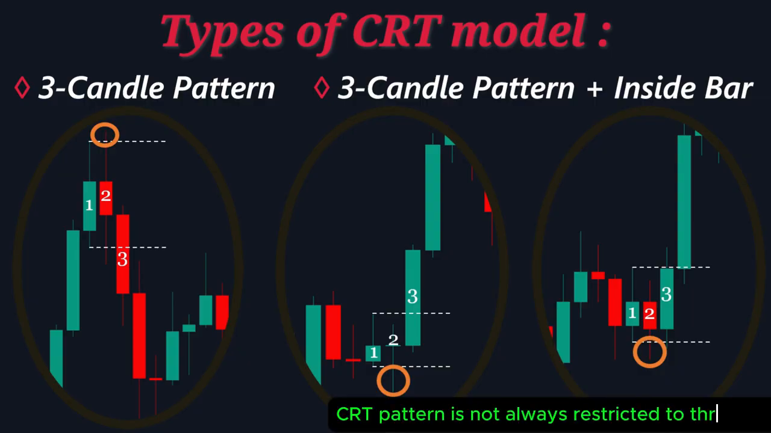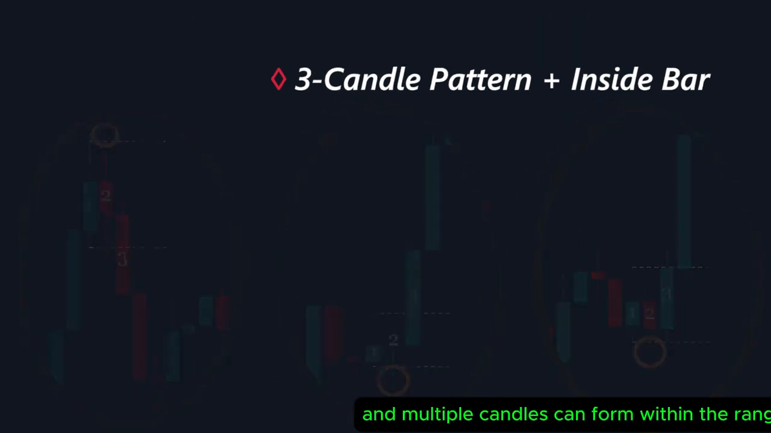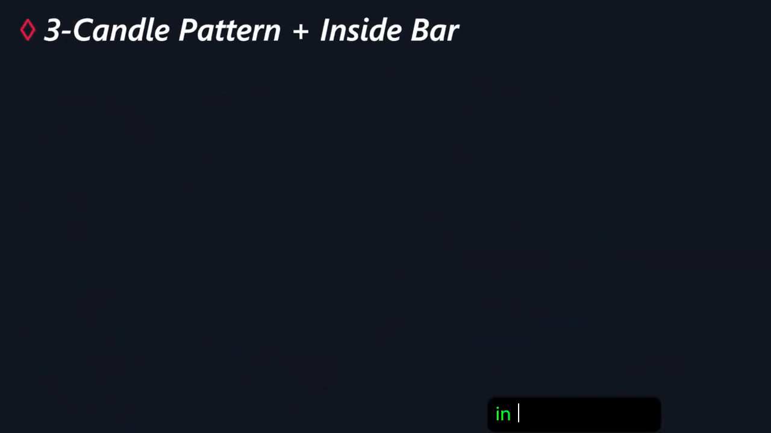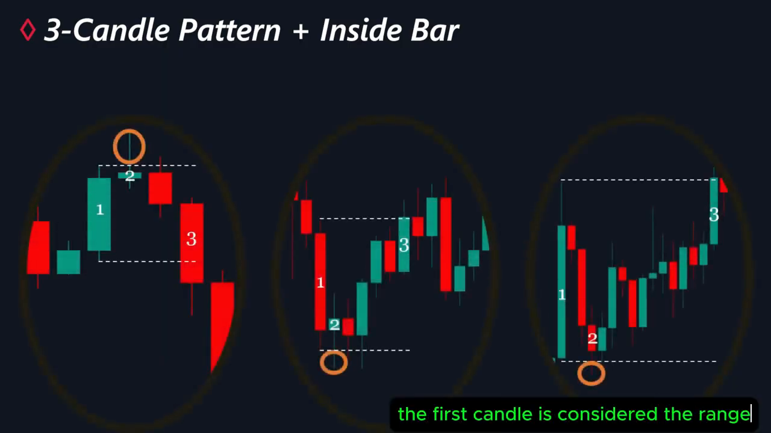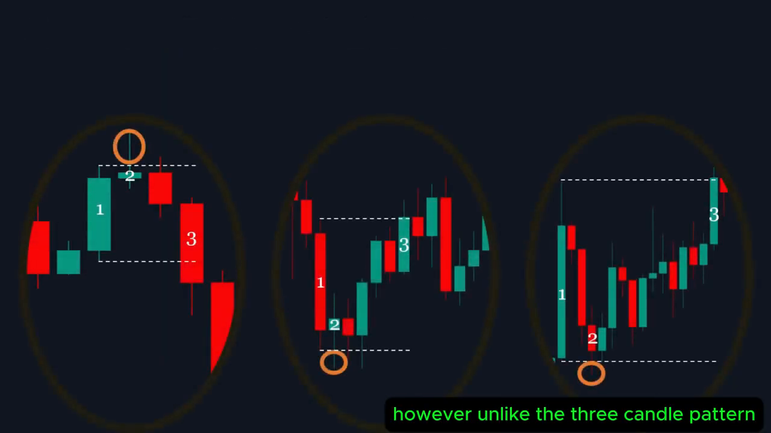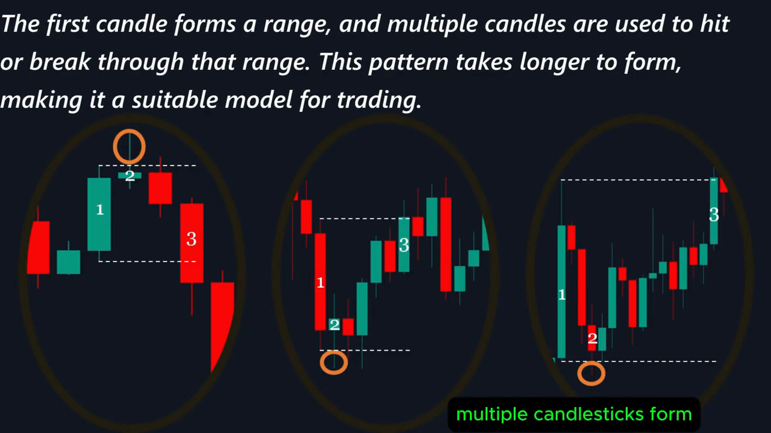But the CRT pattern is not always restricted to 3 candles, and multiple candles can form within the range. In this CRT model, the first candle is considered the range. However, unlike the 3-candle pattern, multiple candlesticks form before hitting or breaking through this range. This model takes longer to develop and is a more suitable method for obtaining confirmation before entering a trade.